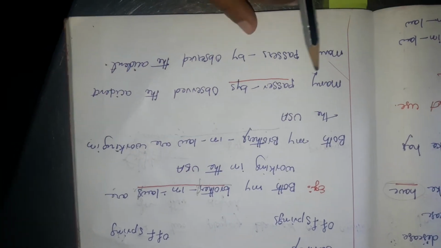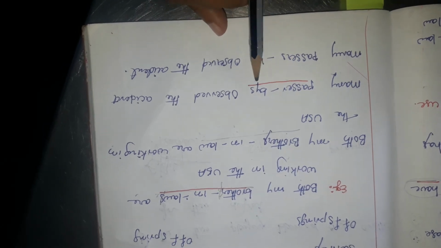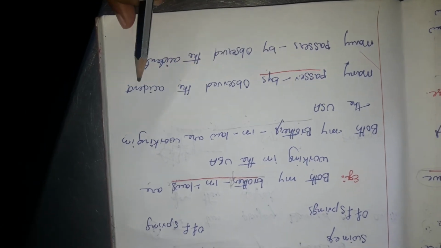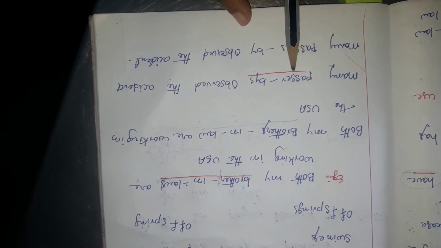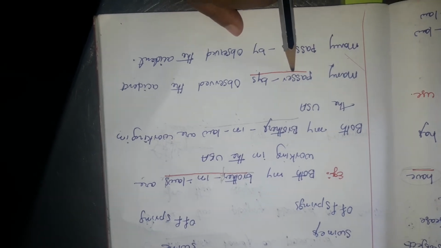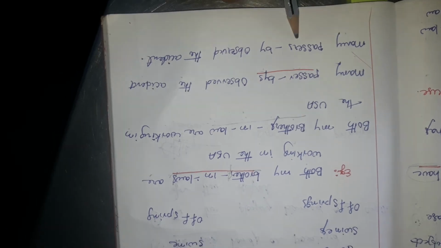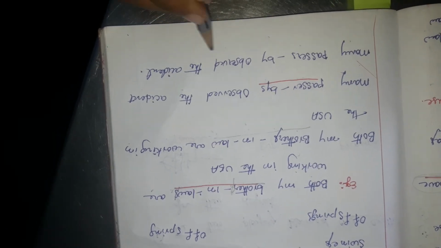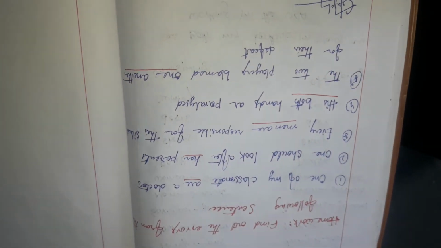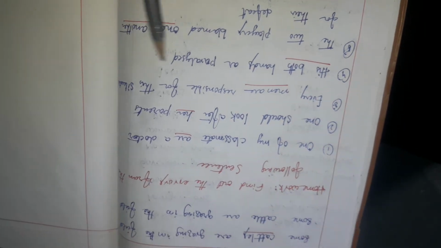My passers-by observed the accident. Many passers-by observed the accident. Next. I hope you understand this. If you understand this, please correct all these sentences and do the homework.